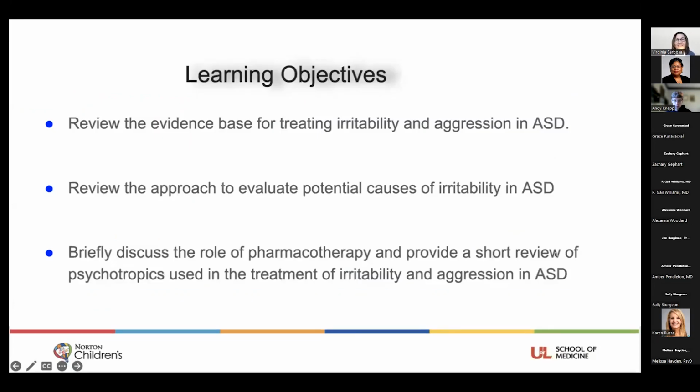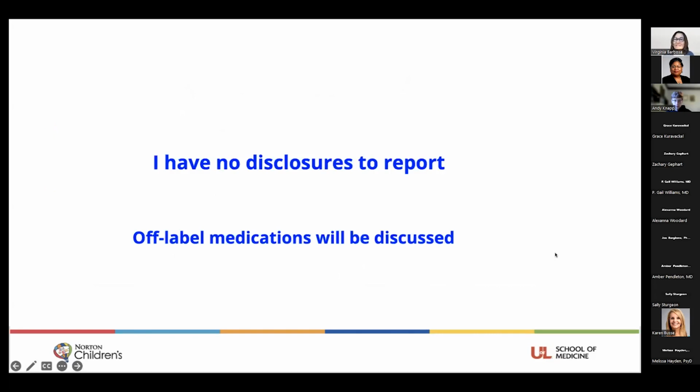So some of the learning objectives, we will basically have an overview of how the evidence has been for treating irritability and aggression in kids with ASD. We will talk about the evaluation and potential causes of irritability in ASD, and we will talk a little bit about the pharmacotherapy and provide a short review of some of the psychotropics that we use to treat irritability and aggression. It's a different perspective from what Dr. Kuravako was discussing, because these are situations that require a different type of intervention when we are addressing a child with ASD. I have no disclosures, and I will be talking about off-label medications.